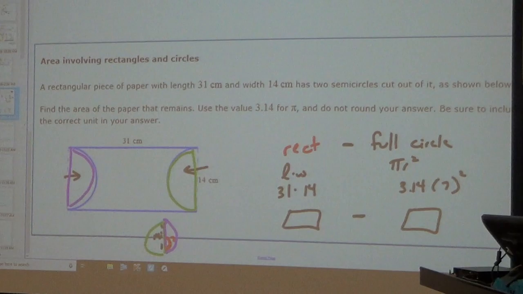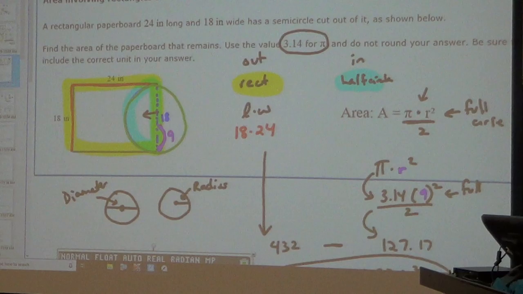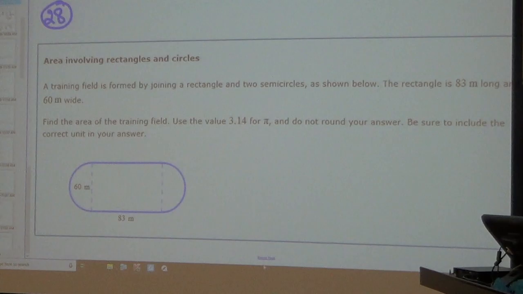Are we feeling better? Look at this one. What do you see with that one?